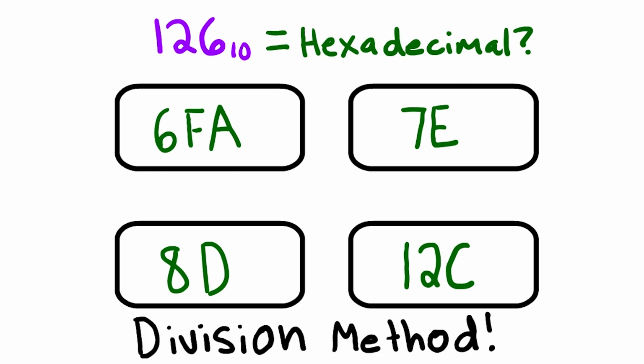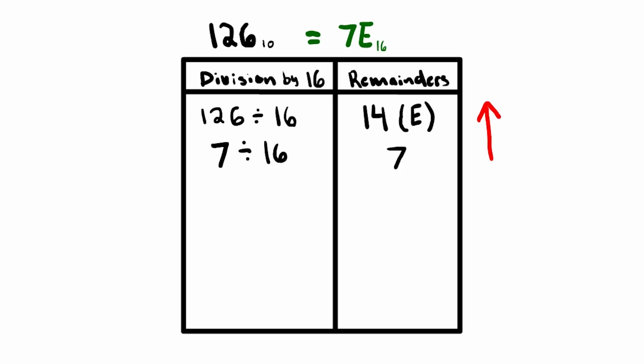Here's another question. Which is the hexadecimal number for the decimal number 126? Be sure to use the division method. That's right, the answer is 7E. Here's the table if you'd like to take a closer look.